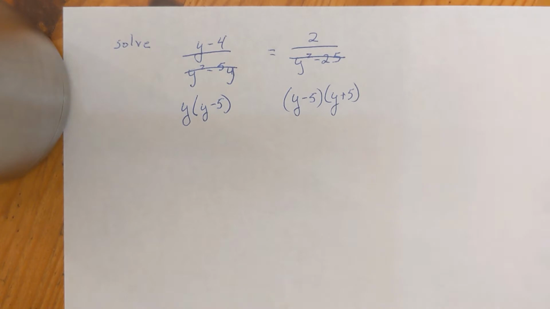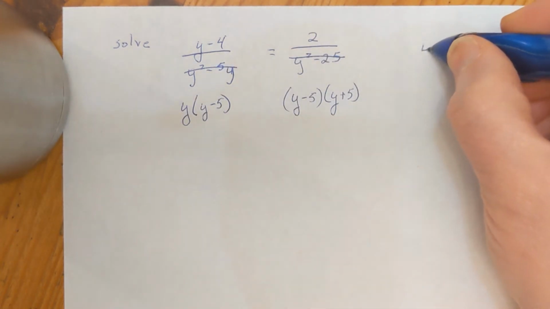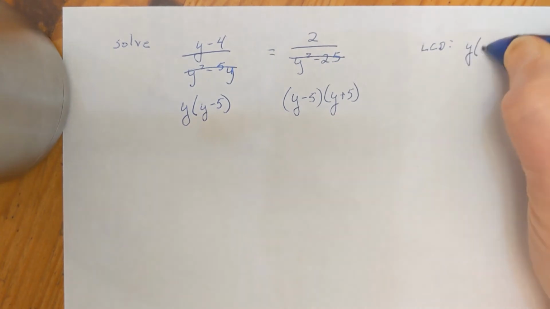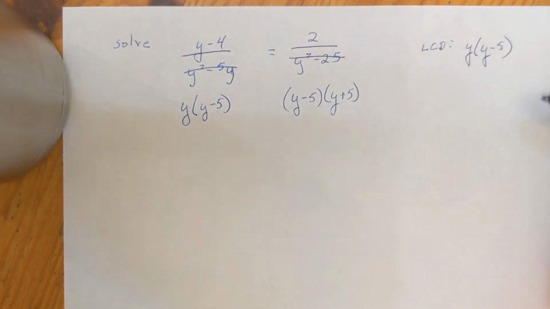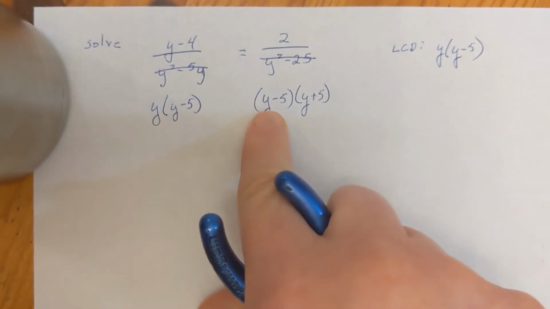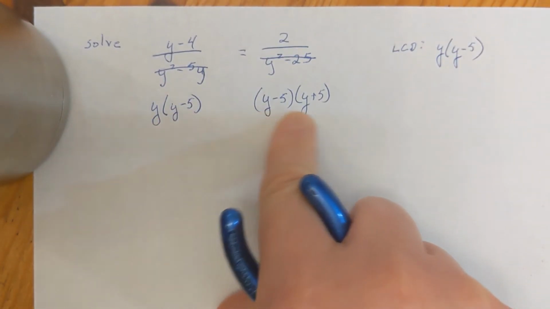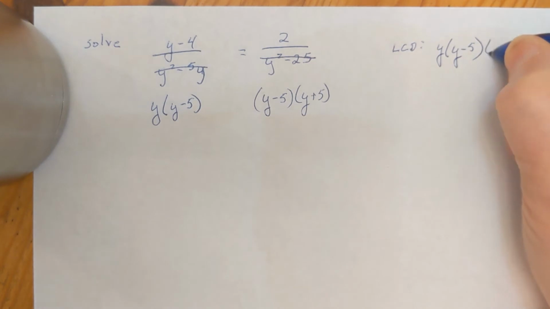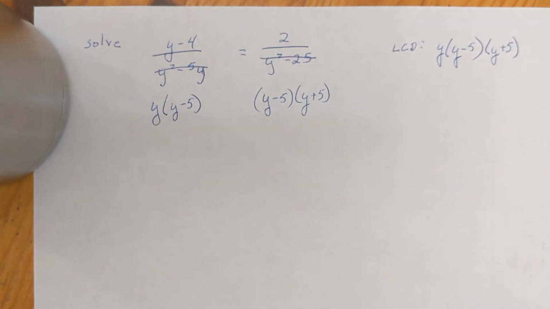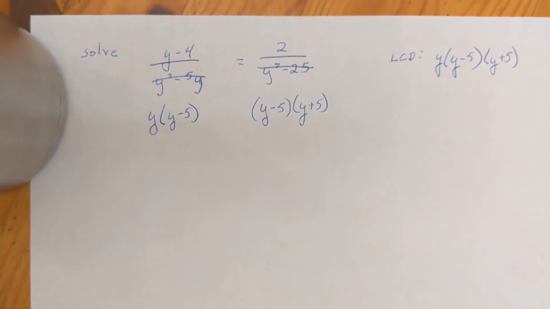All right. Now I can identify my least common denominator. I need y times y minus 5. That covers this denominator here. I have a y minus 5 already. I need a y plus 5 in my least common denominator. So there is my least common denominator.